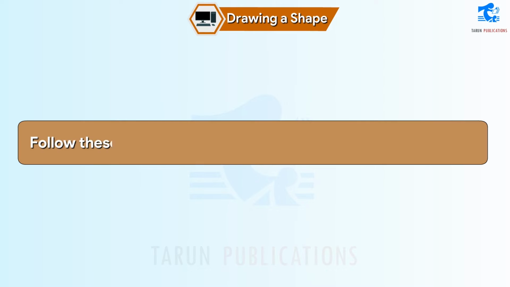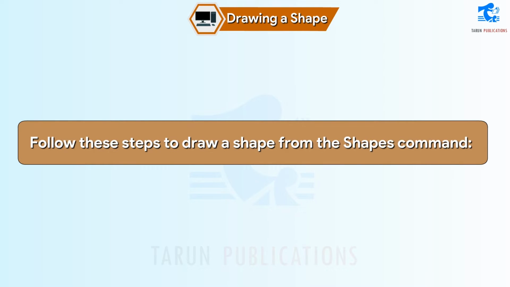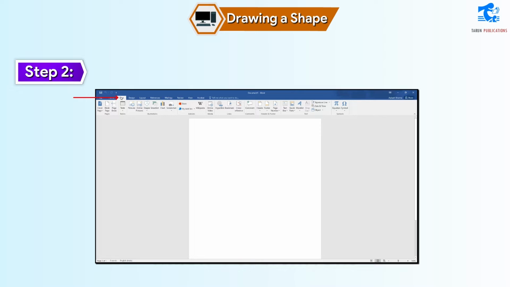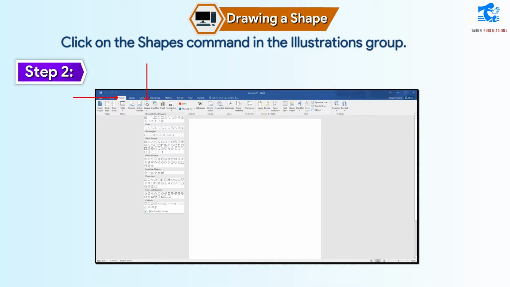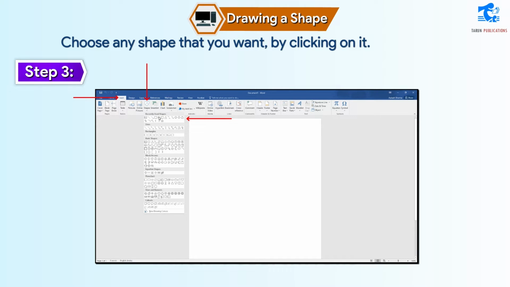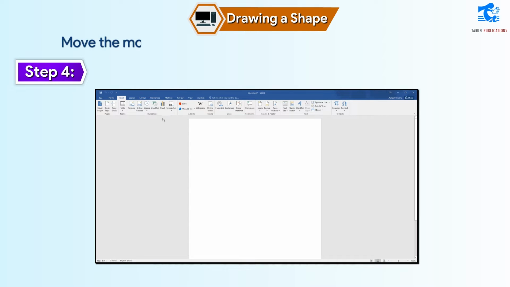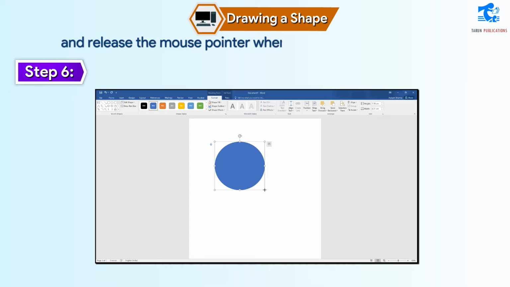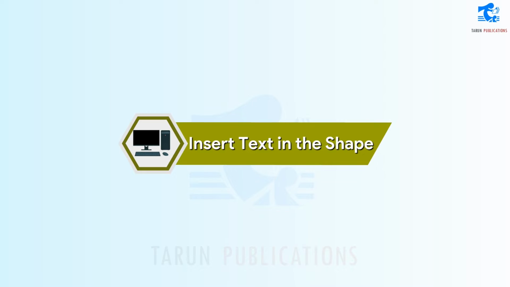Drawing a shape. Follow these steps to draw a shape from the Shapes command. Step 1. Click on the Insert tab. Step 2. Click on the Shapes command in the Illustrations group. A drop-down list will appear from which you can insert a shape in the document. Step 3. Choose any shape that you want by clicking on it. Step 4. Move the mouse pointer to the document where you want to draw the shape. Start dragging the pointer from one point and release the mouse pointer when you have reached the desired size of the shape.